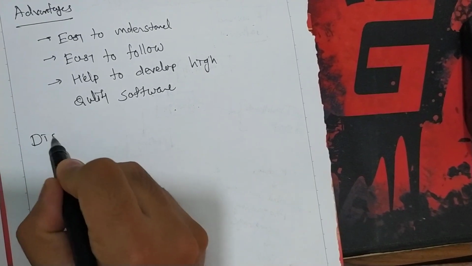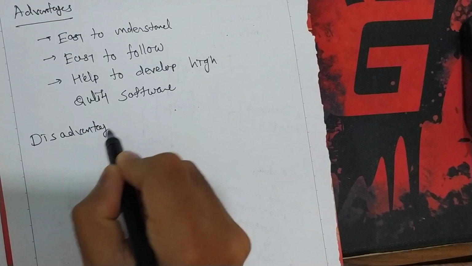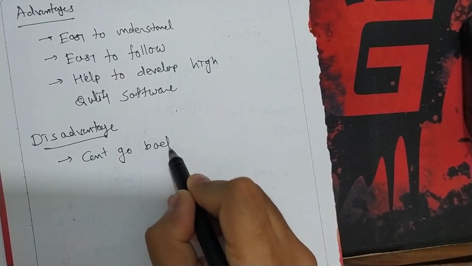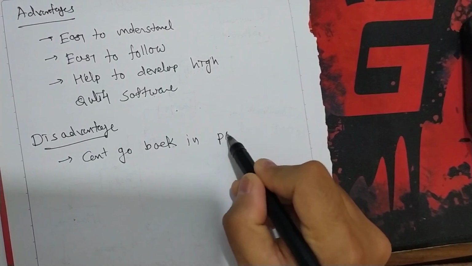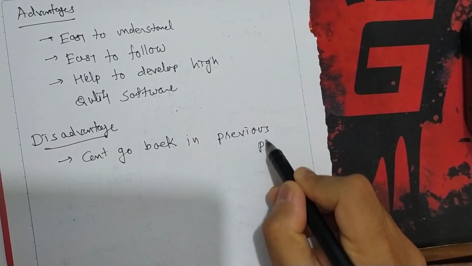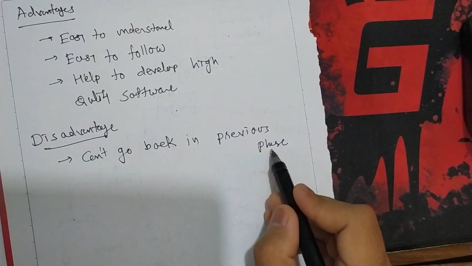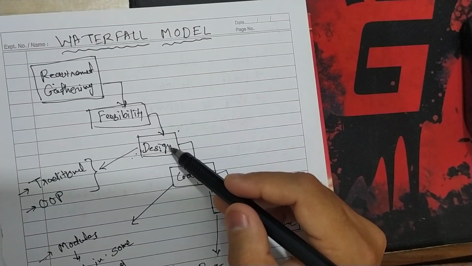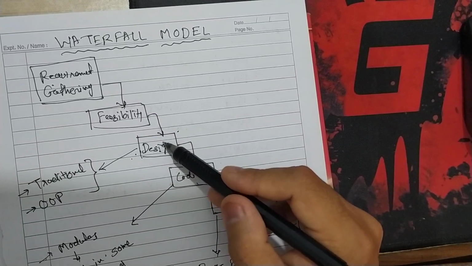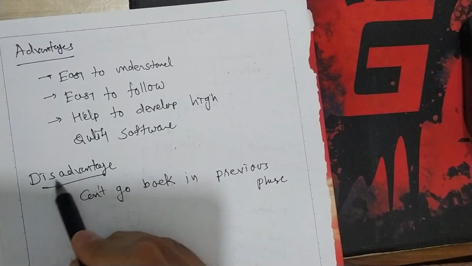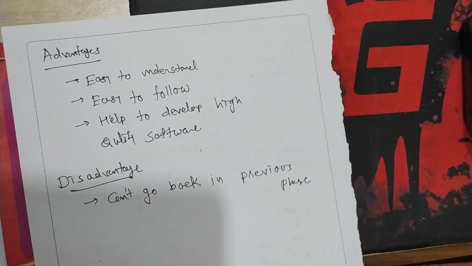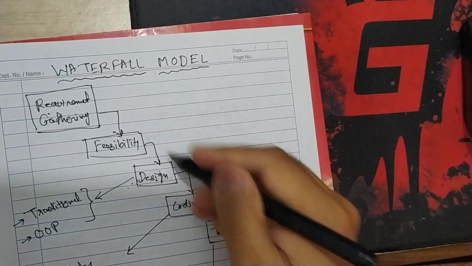The disadvantage will be we can't go back to the previous phase. For example, if we are in the coding stage and we find there is some problem in the design phase, or we did something wrong, it is not possible to go back to the previous phase. It is the main disadvantage of this model. So this is known as a waterfall model. I hope you understand it well.